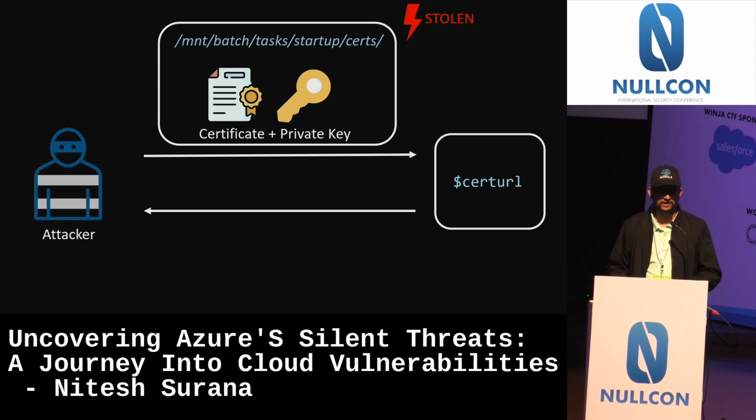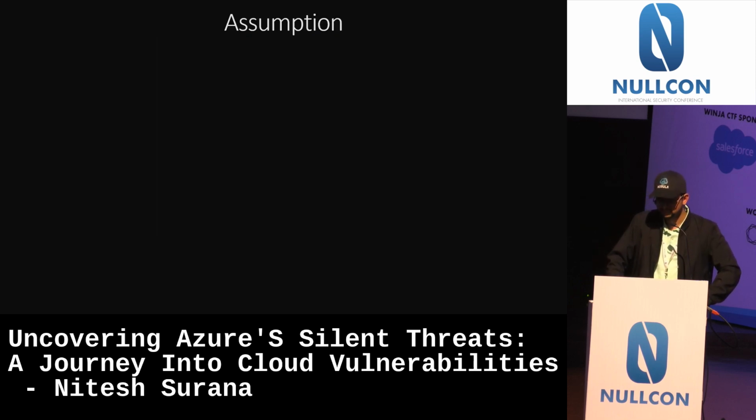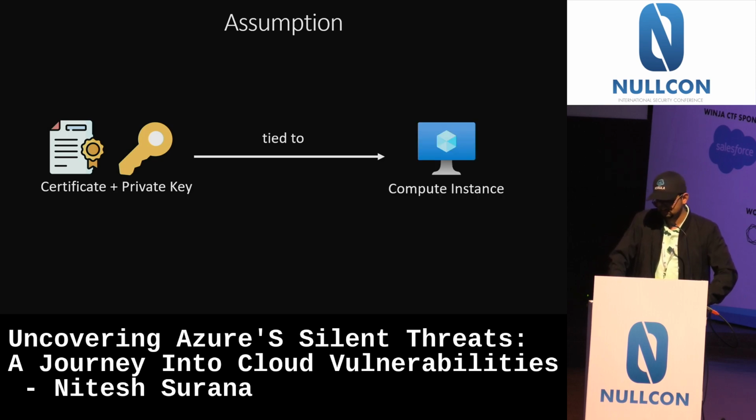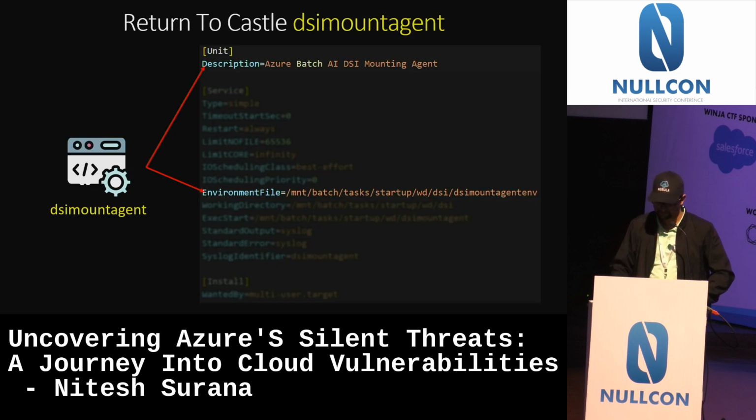Let's say the certificate and the private key are stolen. Can an attacker use these certificates to talk to the endpoint from non-Azure environments? No. This was a 401 unauthorized, and we were like, that makes sense. So the assumption is the certificate and the private keys are tied to the compute instance. And that's a good thing. That also explains why I was not able to get the token from non-Azure environments.